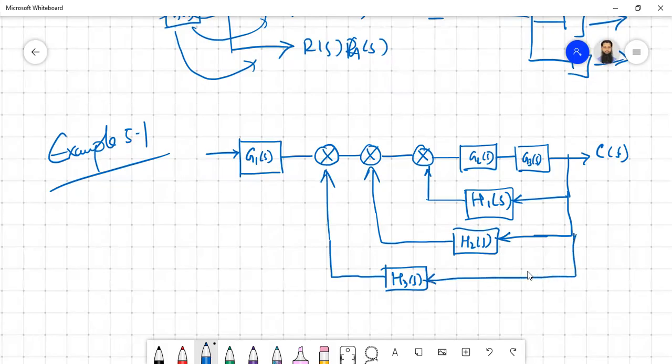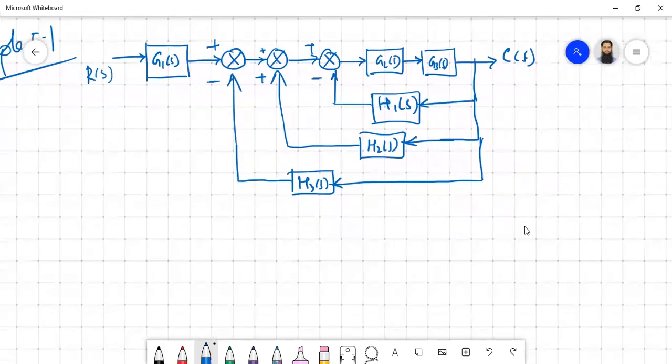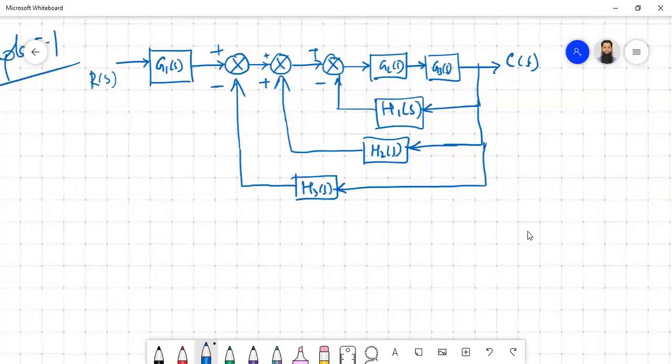They have given this sign, so this is your RS. They have given this as positive, this one as negative, this positive, this negative, and also these are positive, positive. Okay, so arrows should be there. Now we have to reduce these multiple subsystem transfer function blocks into a single transfer function.